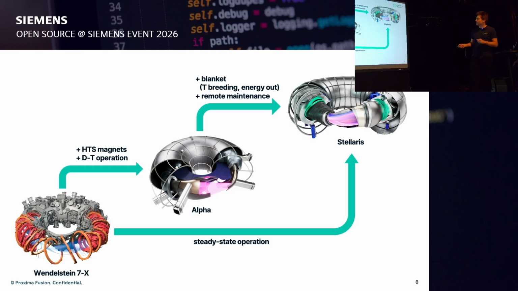And if we have Alpha, we go towards Stellaris by introducing the so-called blanket, which is where we rebreed the tritium in the machine. Because tritium is not so much available on Earth, we need to recreate that from lithium within the process of that machine. And also we need to introduce remote maintenance. So there's a lot of robotics, PLC, and so on. So I think I'm in the right community here to actually get these whole remotely controlled operations figured out.